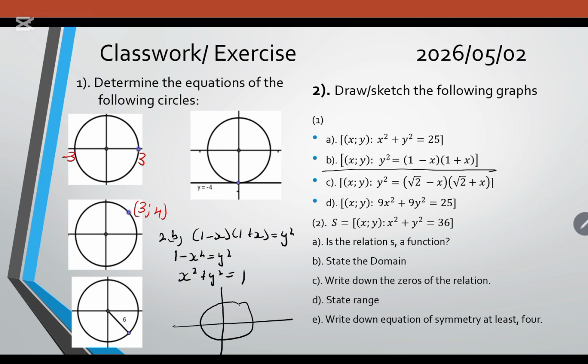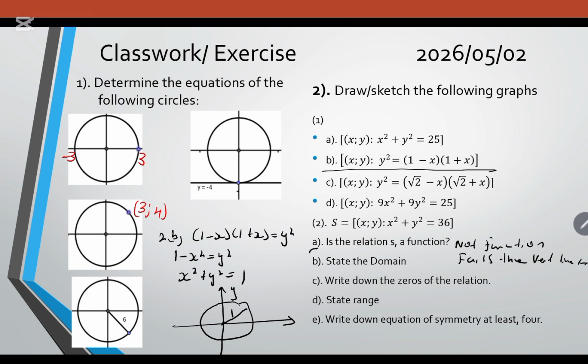So this is the circle drawn with its center at the origin and with a radius of 1. So that is the circle. Now, question 2a here, it says, is the relation a function? Well, this relation is not a function. Why is it not a function? Because it fails the vertical line test.